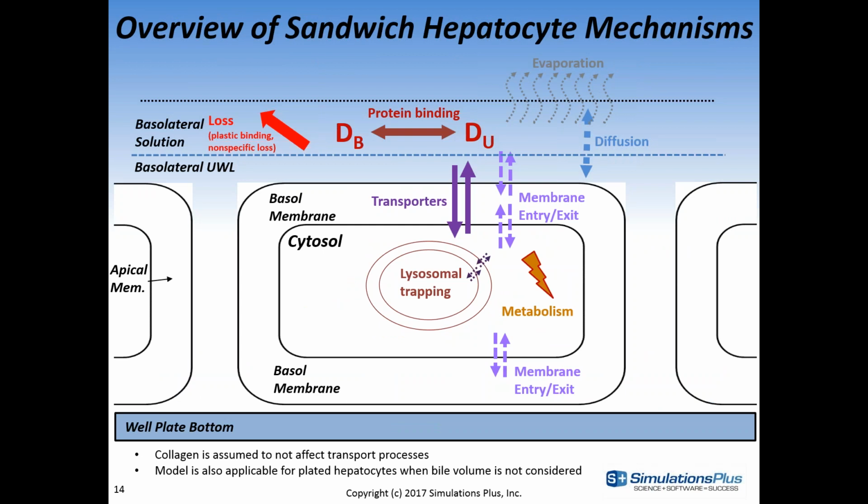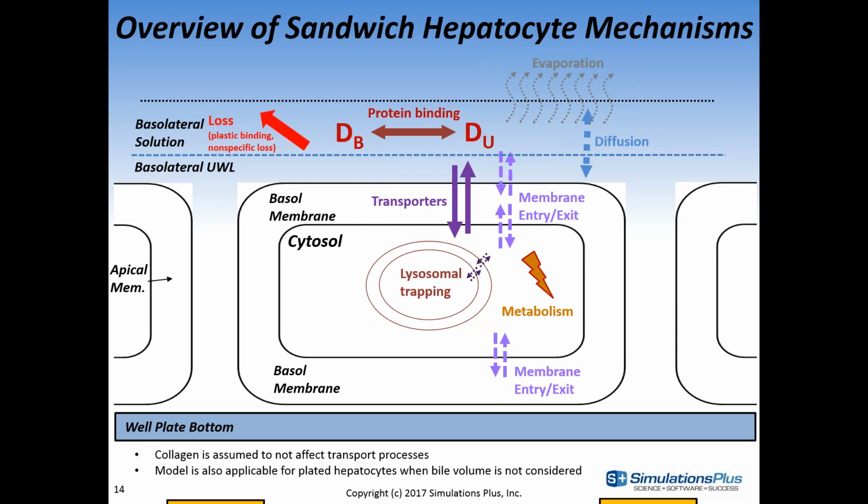The sandwich hepatocyte model is pretty similar. All the same mechanisms are there, and I've highlighted those in the image. The thing you'll notice here is there's not a donor and receiver phase. There's just a donor phase. The cells are attached directly to the well plate, so you don't really need to worry about paracellular diffusion or any of these mechanisms. So it's a little bit simpler in terms of that.